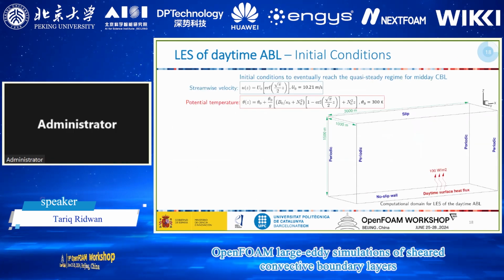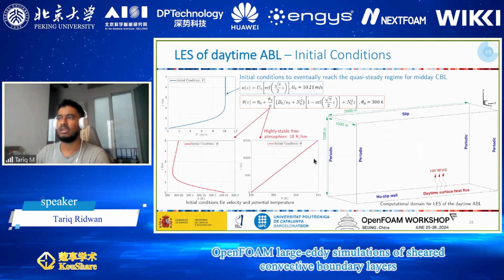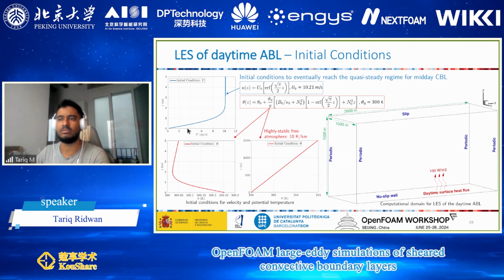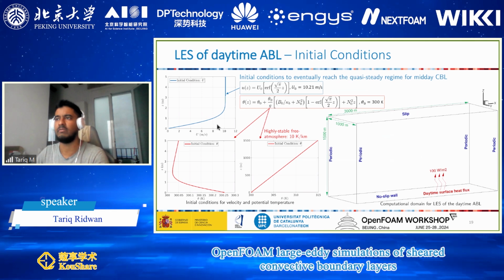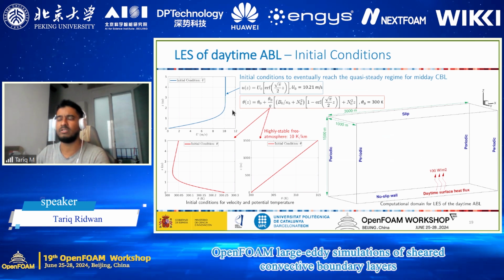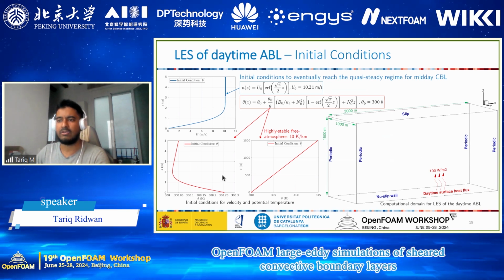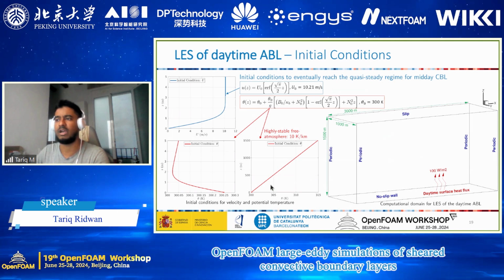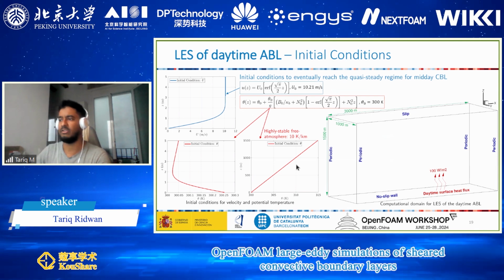The initial conditions are applied through these equations, which ensure the no-slip condition for the velocity, a fixed streamwise velocity throughout the domain, and also a potential temperature profile for a highly stable free atmosphere, increasing at 10 Kelvin per kilometer.